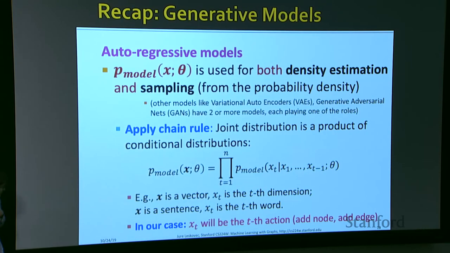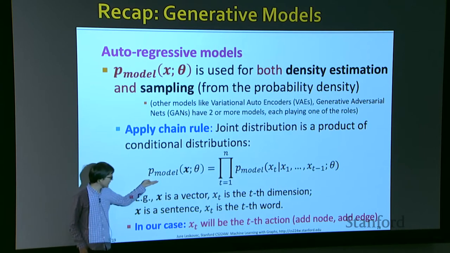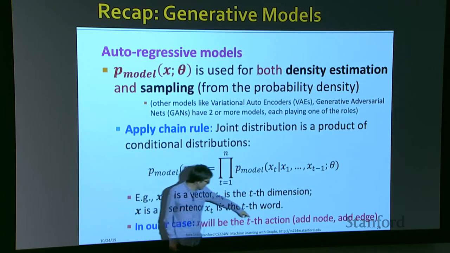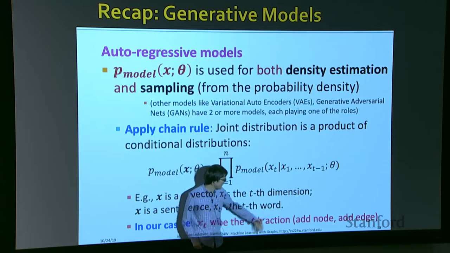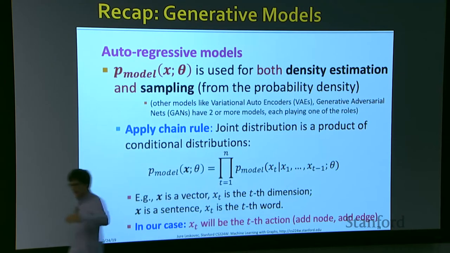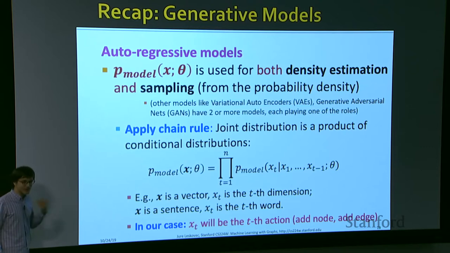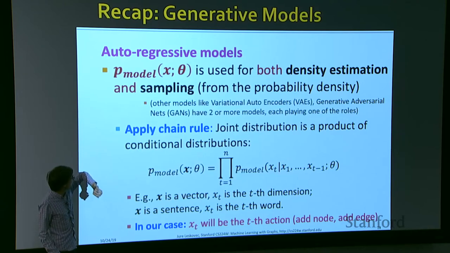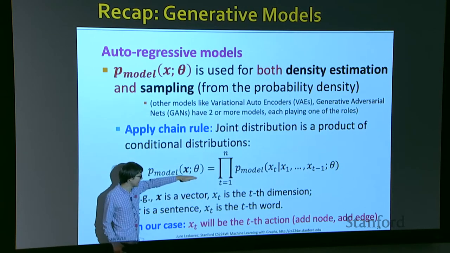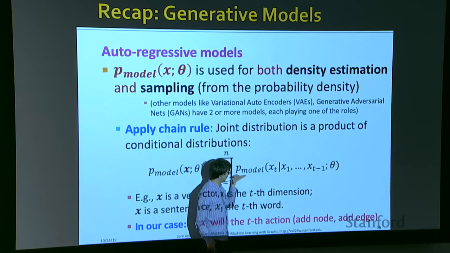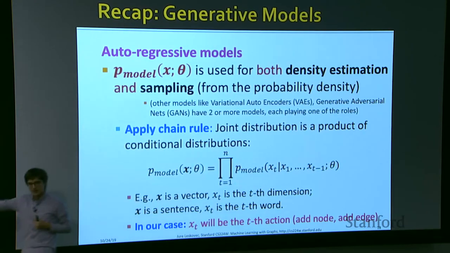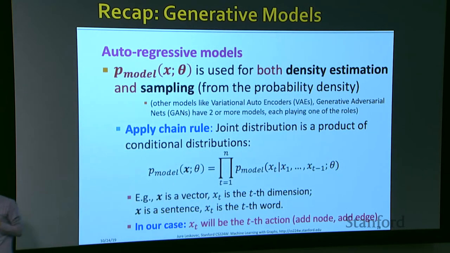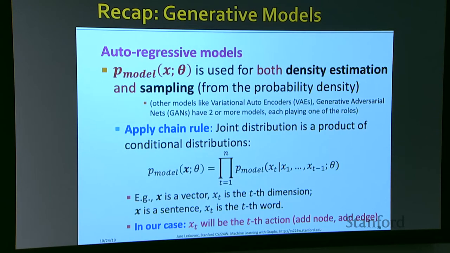So what will this be in our case? In our case, we'll be generating the graph sequentially. So x_t will be the action at time t, which will be add a node or add an edge. That's what we will be printing out. So what did we learn? We want to have this p_model fit p_data, and we won't work directly with this p_model. Instead, we will apply the chain rule to get these temporal dependencies, and we will rather learn this type of thing. That's the idea. So we'll generate our graph sequentially.